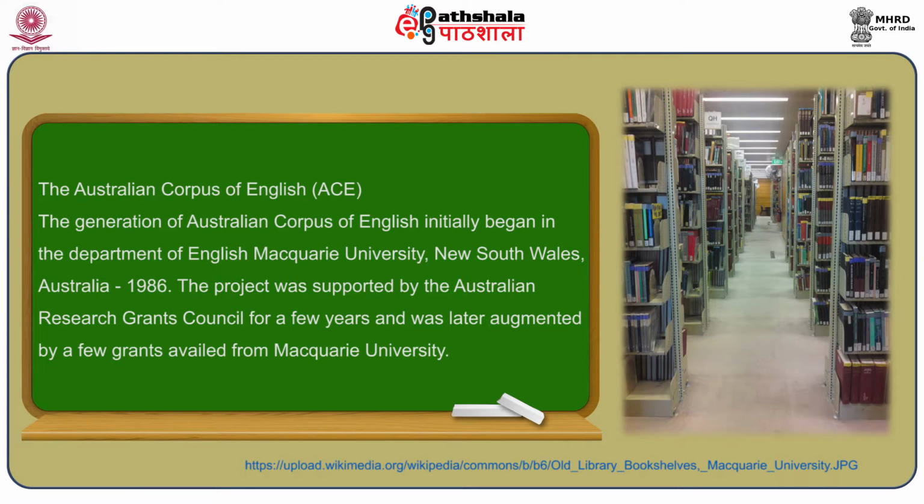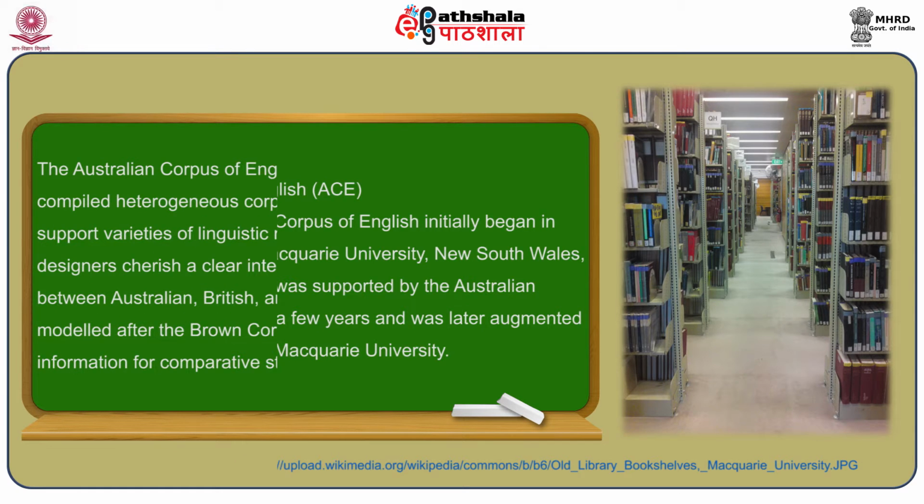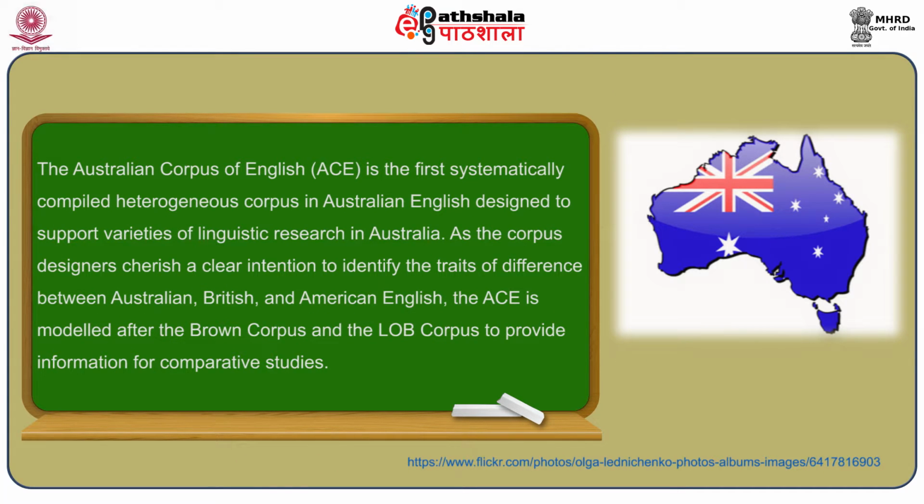The project was supported by the Australian Research Grants Council for a few years. Later on, it was augmented with some new grants availed from Macquarie University. ACE is the first systematically compiled homogeneous corpus in Australian English, which is designed to support varieties of linguistic research in Australia.